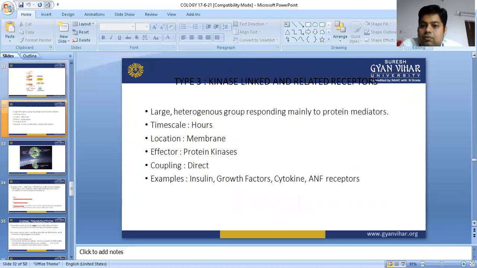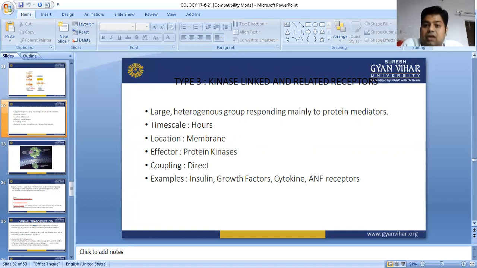Now we have completed two receptors, ligand gated ion channel and G protein coupled receptor. Now we are going to see the third receptor, which is the kinase linked and related receptor. In this receptor, what would we see? This is a large heterogeneous group responding mainly to protein mediators.